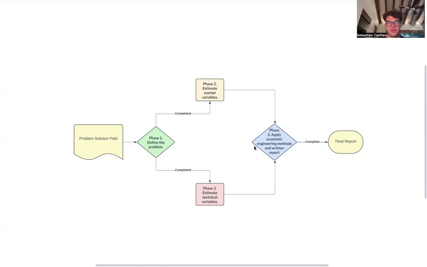And after this, still in phase one, we composed a project charter. So we were looking to mark our objective with the restaurant, the scope it had, the stakeholders, and when we would be looking to start it. After this, we would start the actual estimation of the project, estimating market variables.